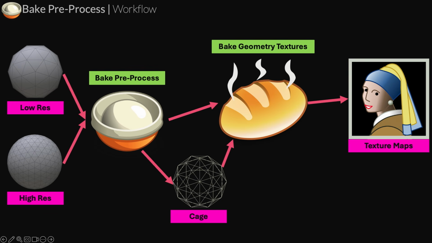So this is what the workflow looks like. You have your low and your high res. You put it through Bake Preprocess, and then it will help you generate a good cage mesh. And then Bake Geometry Textures will give you texture maps.